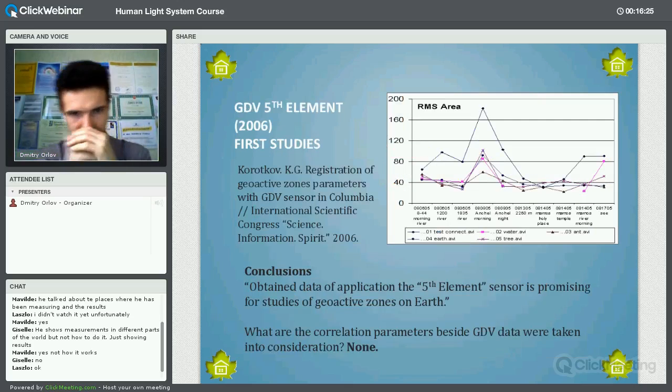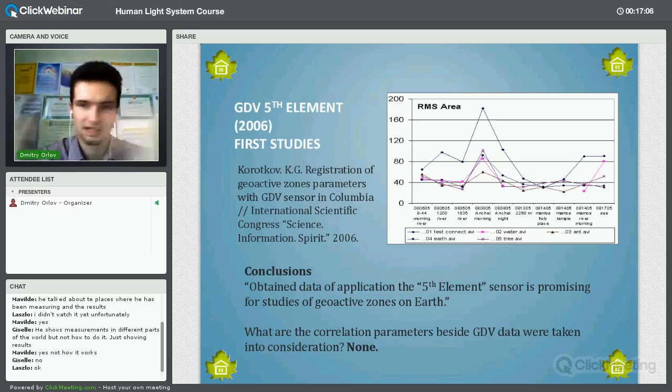So then his next expedition to Colombia, also with the sensor with antenna, the regular radio antenna, and conclusions that he has made that the fifth element sensor is promising for studies of geoactive zones on Earth. But what are the correlation parameters besides GDV data that were taken into consideration? None. So it was almost impossible to make any interpretation of the data that was received. So it was showing some differences, but what it was due to, he didn't know.